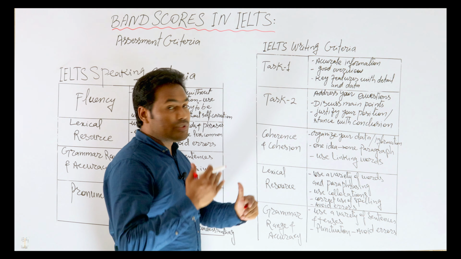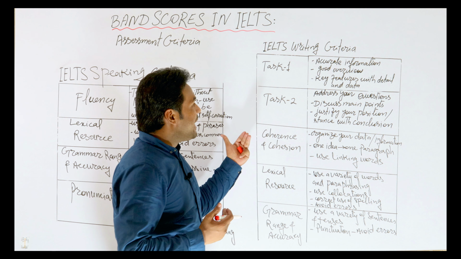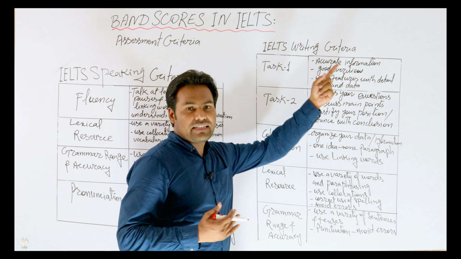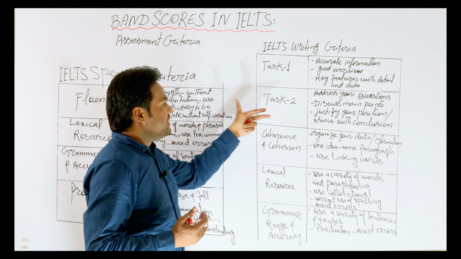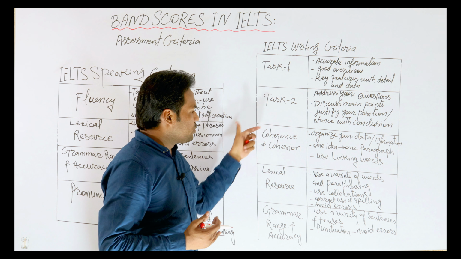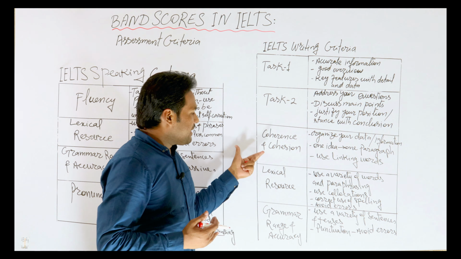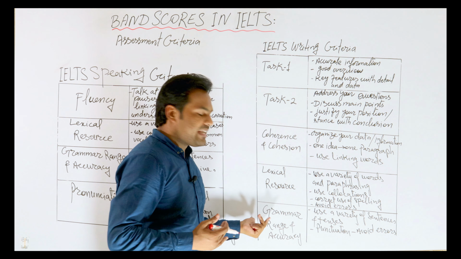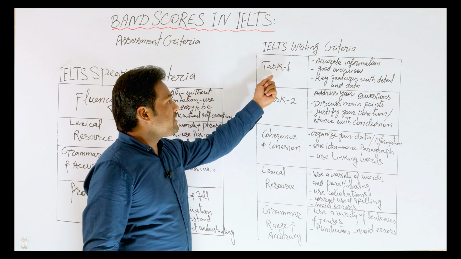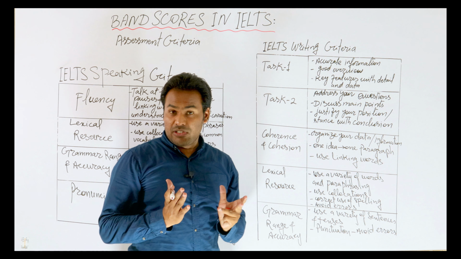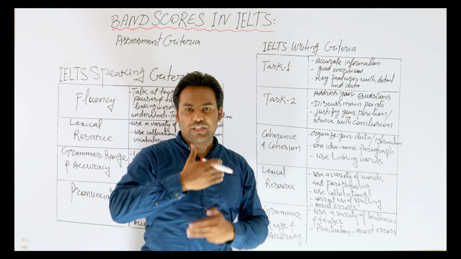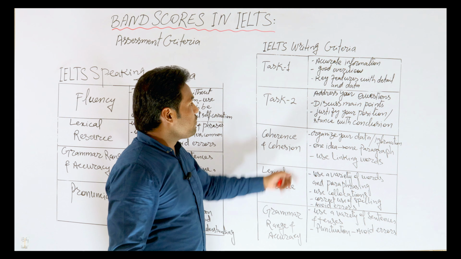And when we talk about the assessment criteria of band scores in the IELTS writing test, again there are 5 things: task 1, task 2, and then coherence and cohesion, lexical resource, and grammatical range and variety. So in task 1, a graph is usually given to you. You have to present that information and data in your own words.